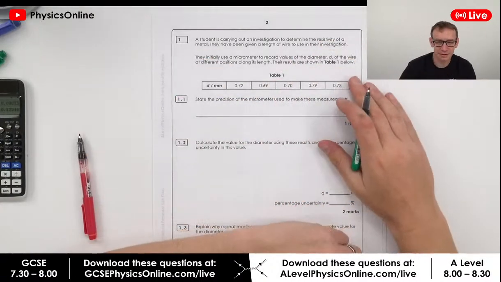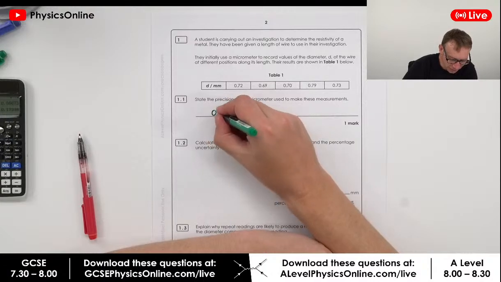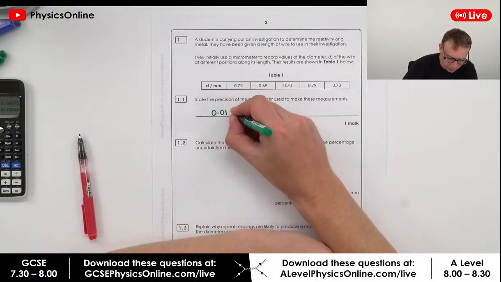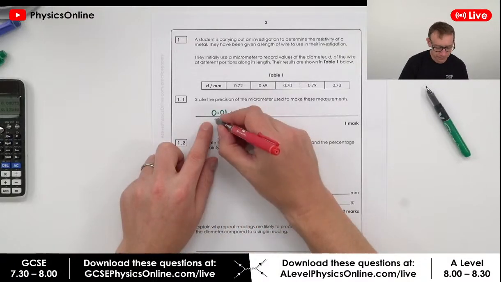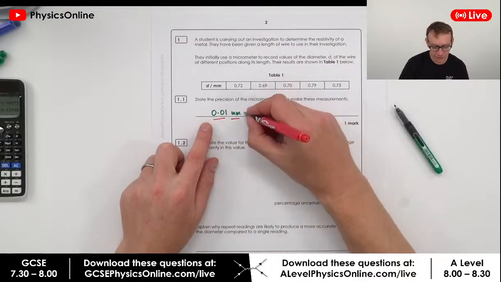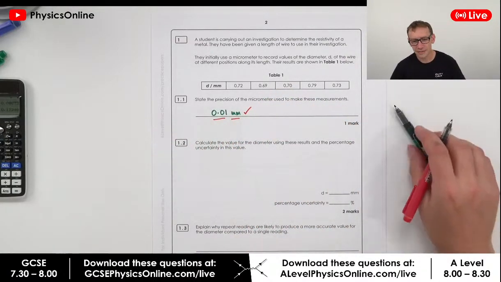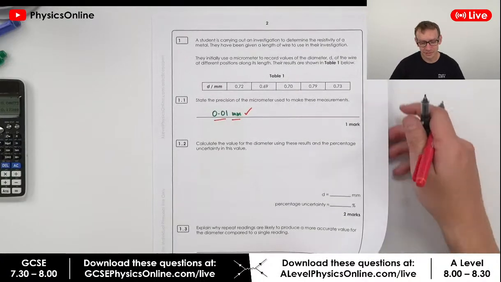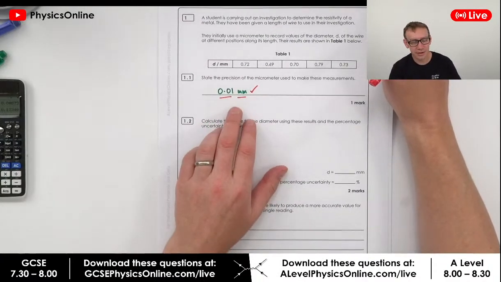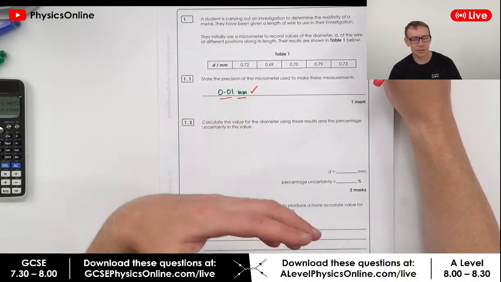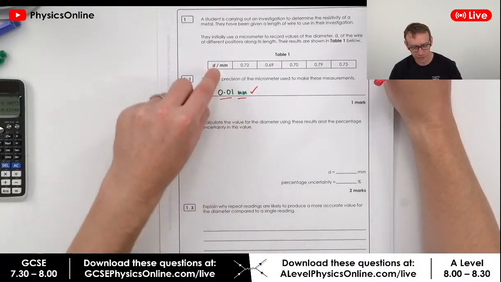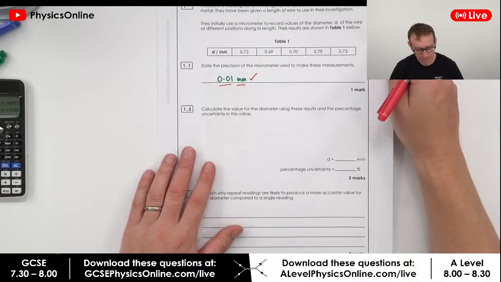Okay, Joe Smith, excellent. So the precision is 0.01 of a millimetre. To get the mark, you need to have the number, and also you need to have the unit. So that's one easy mark. Eva, fantastic, excellent stuff. But don't forget to include the units when we're talking about precision. It could have been 0.01 of a metre, 0.01 of a centimetre. You've got to make sure that we tie this into the units as well.